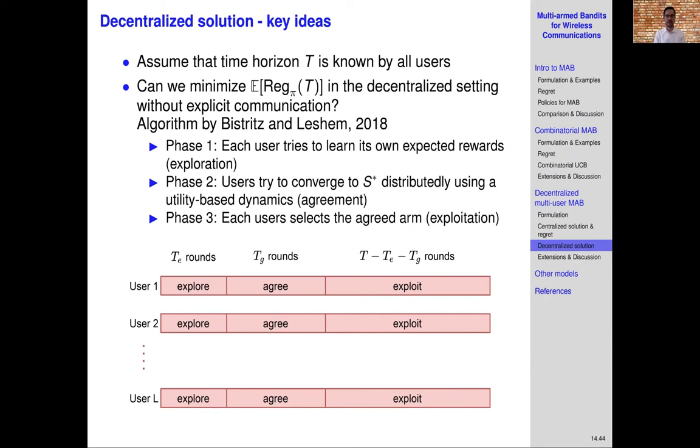The third phase is exploitation phase. In this phase, each user selects the agreed arm. This phase lasts for the remainder of the rounds. So as you see from this figure, the users are synchronized, so they start each of these phases at the same time. Next, I will describe details of each phase.